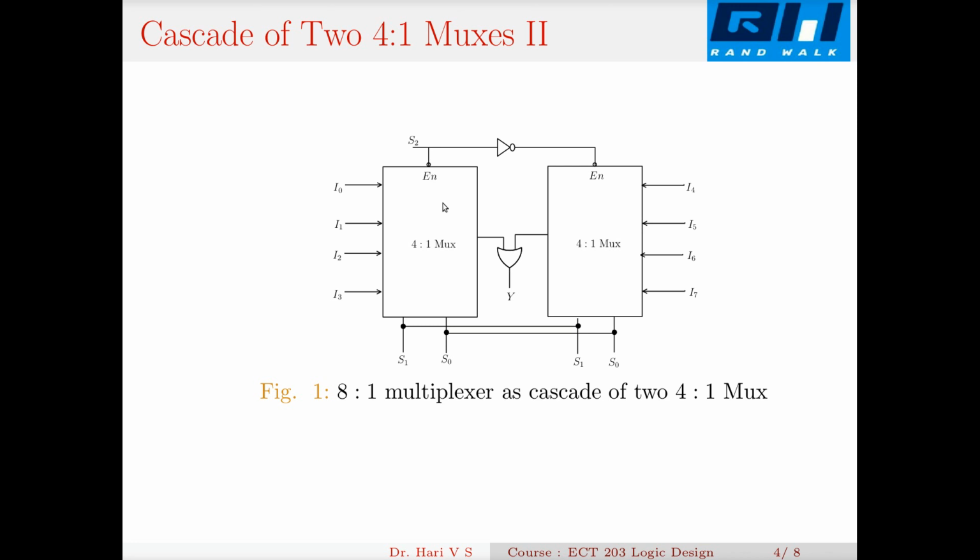For the counts from 1, 0, 0 to 1, 1, 1, that is when S2 equals 1, this chip is disabled and its output is 0, and the right chip is enabled. For the count 1, 0, 0, the 0th input, I4, comes out. When S2, S1, S0 is 1, 0, 1, I5 will come out. When it is 1, 1, 0, I6 will come out, and when it is 1, 1, 1, I7 will come out. So it is by making use of this enable pin that I cascade two 4 is to 1 muxes.